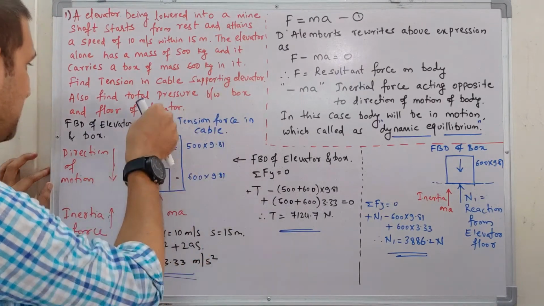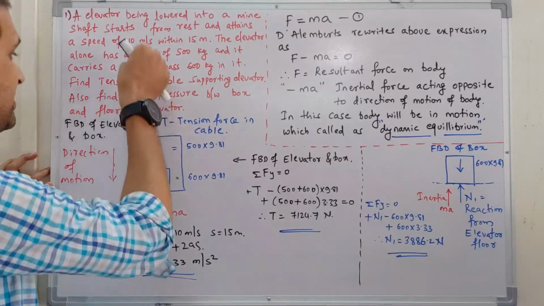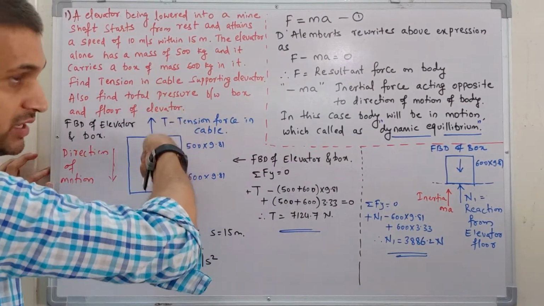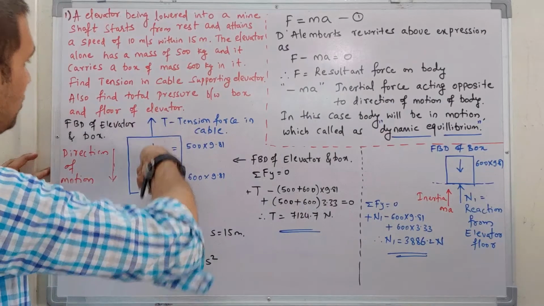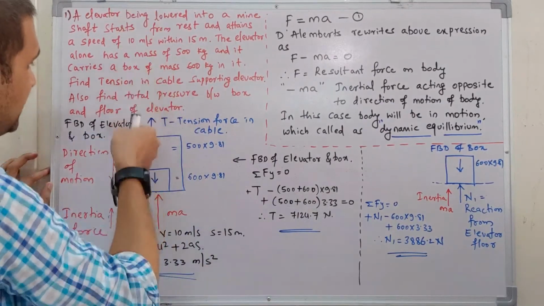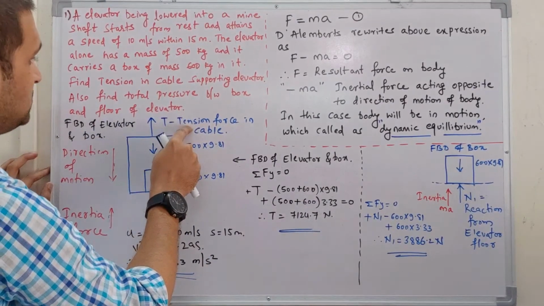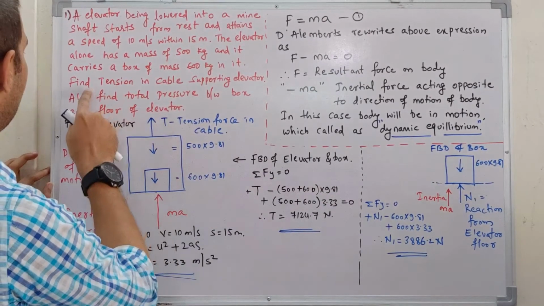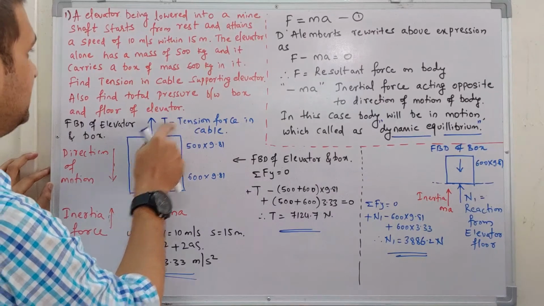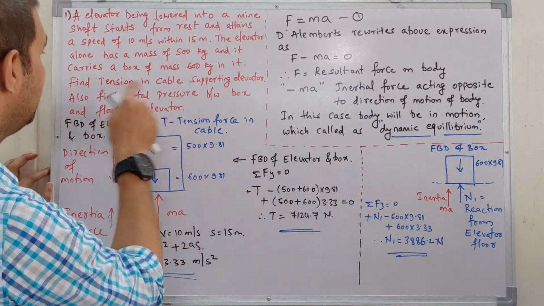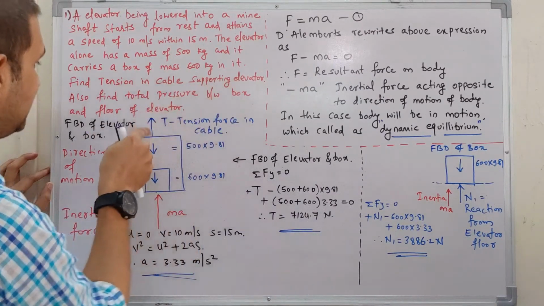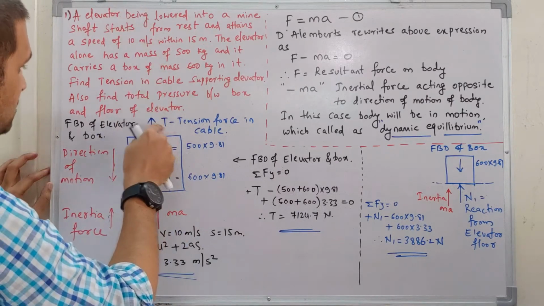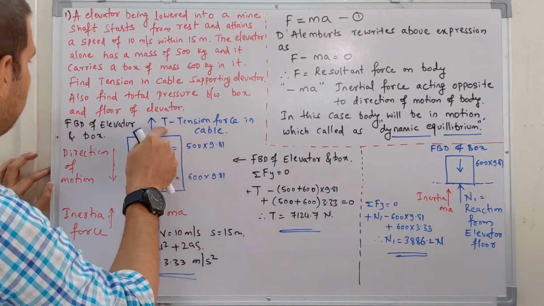Now this elevator is supported by a cable, or it is hanged by a cable which is trying to lift up or hold the elevator. So when it is trying to lift up or hold up, the force in the cable will be the tension force, which is represented by T, which you have to calculate. Find tension in the cable supporting the elevator. The cable will try to lift up or pull the elevator, which we call the tensile force T.